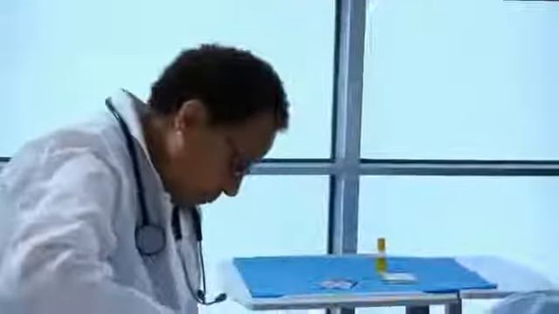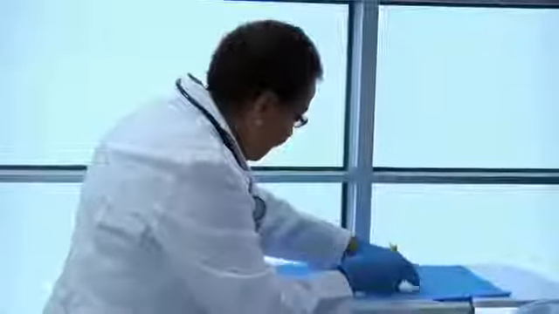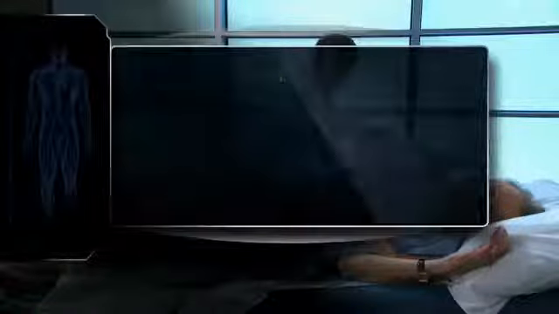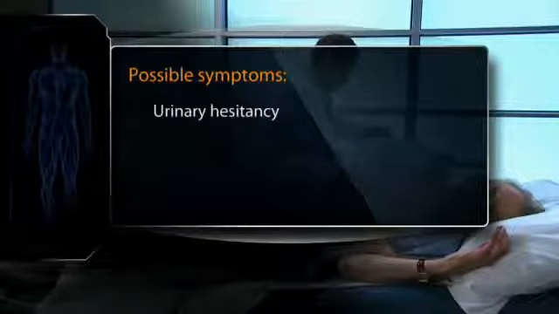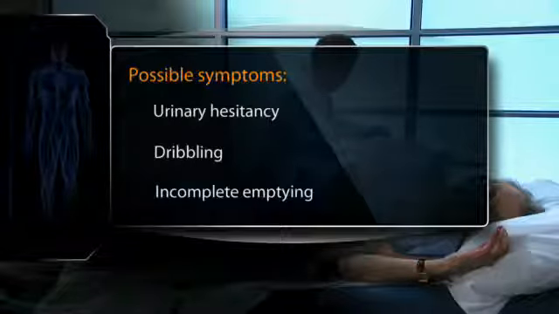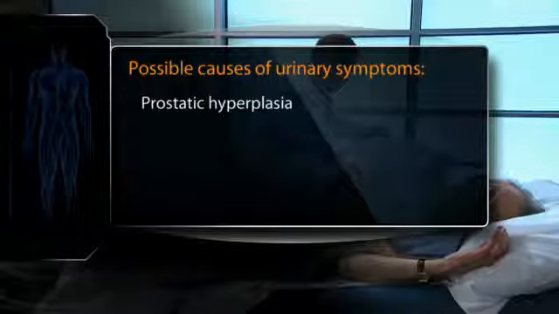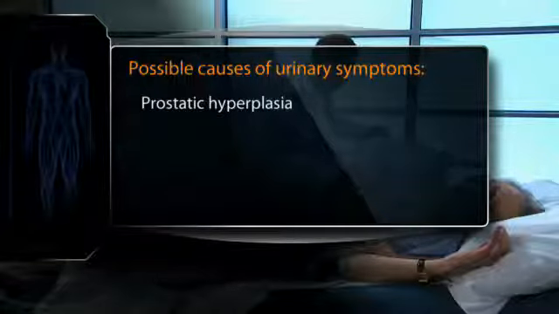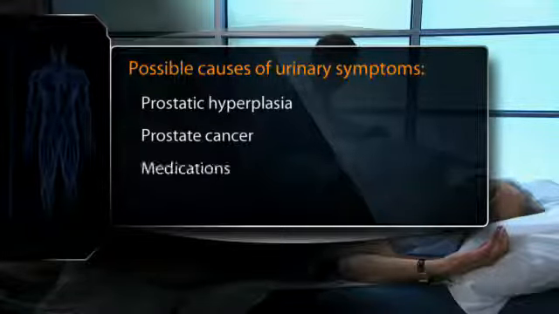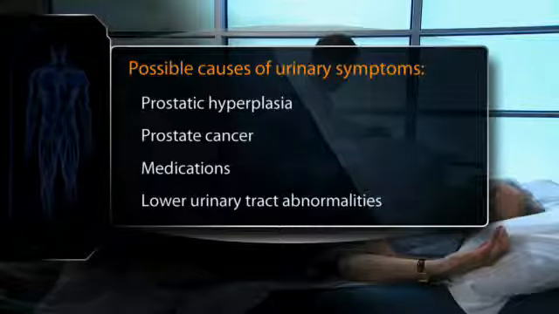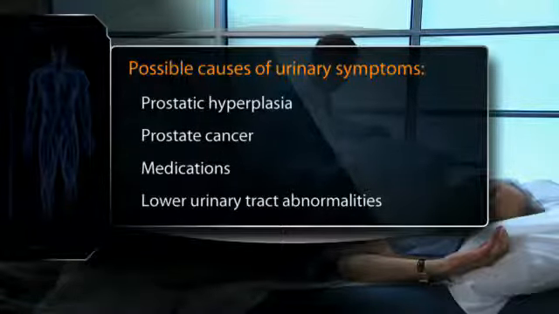Note that the anterior and median lobes of the prostate are inaccessible to rectal palpation, limiting the utility of the digital rectal examination for detecting prostate enlargement or possible malignancy. Keep in mind that symptoms of urinary hesitancy, dribbling, and incomplete emptying may arise from causes other than benign prostatic hyperplasia, which is the proliferation of prostate epithelial and stromal tissue. These other causes include prostate cancer, medications, and lower urinary tract abnormalities like urethral stricture.